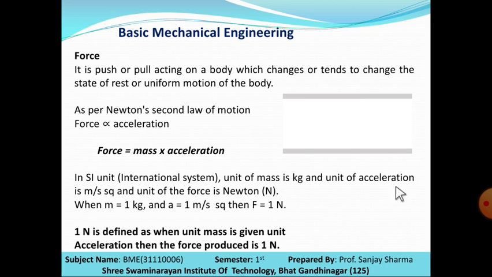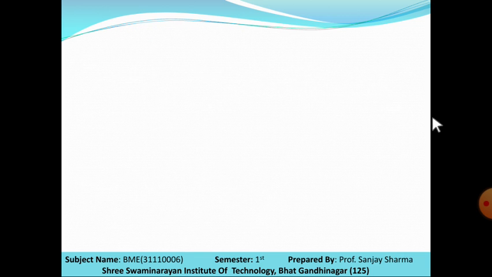It means when the mass is 1 kg and acceleration is 1 meter per second square, then we can say the force applied is equal to 1 Newton. The force produced is equal to 1 Newton. So many examples are there, friends. When you are pulling or pushing a box in the system, or when you are moving it from one place to another place, the force is said to be done.